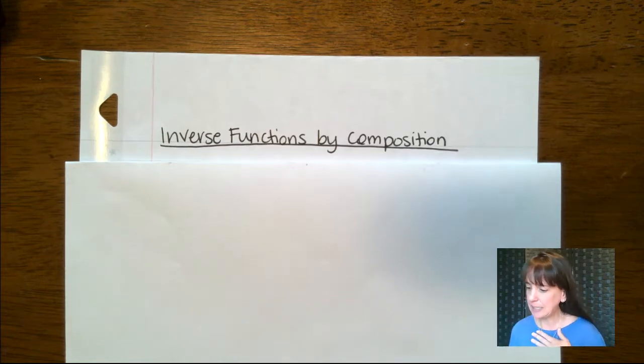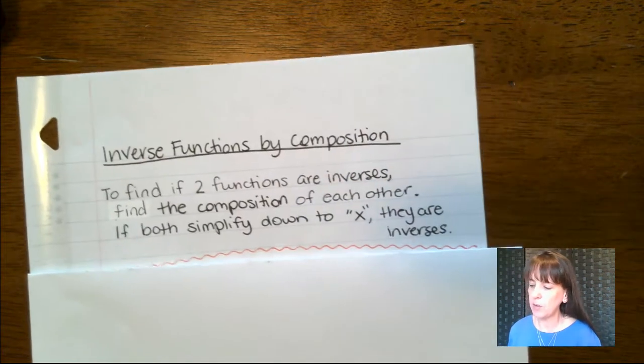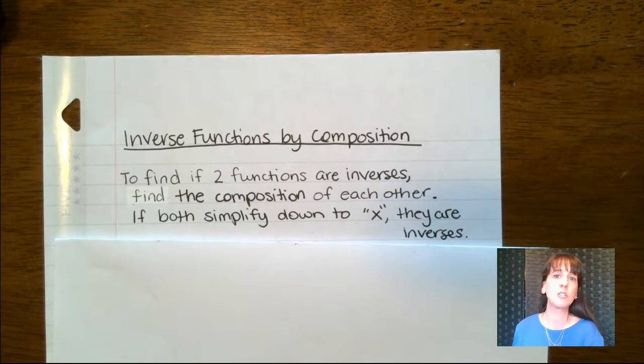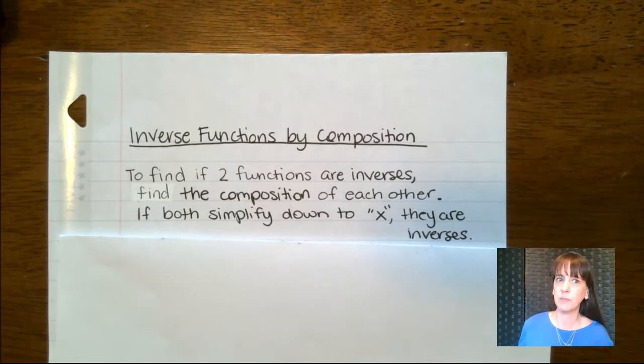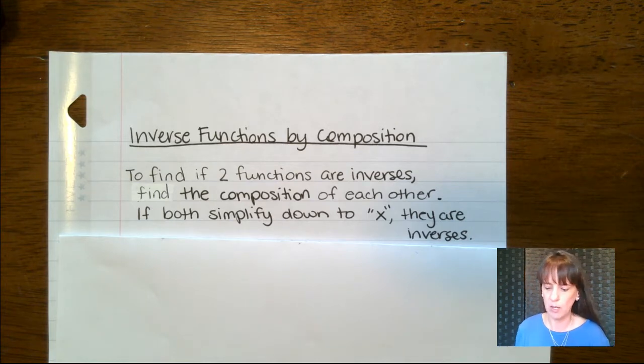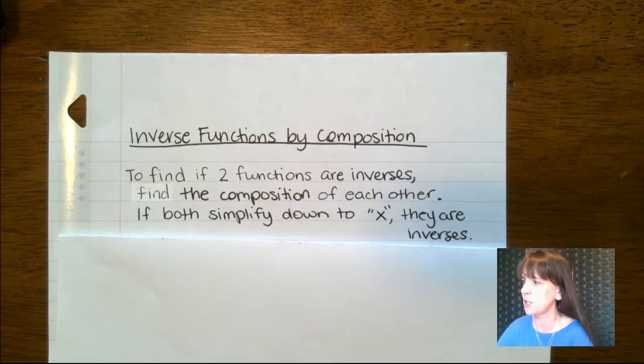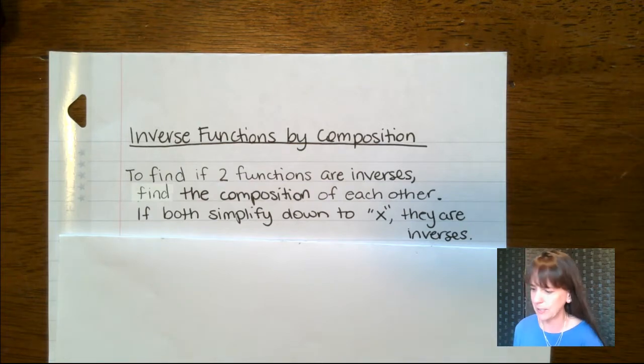Okay, first, some notes. To find if two functions are inverses, find the composition of each other. If they both simplify down to x, then they are inverses. I know that just seems like a lot of words that don't really make a whole lot of sense, but hopefully they'll make sense in a minute. So writing it down for right now is a good idea.